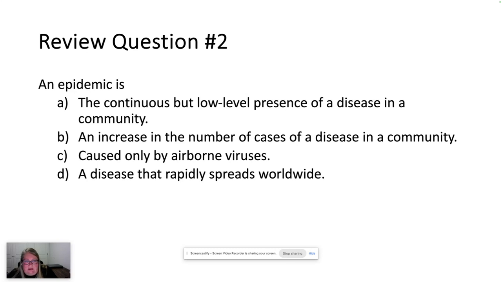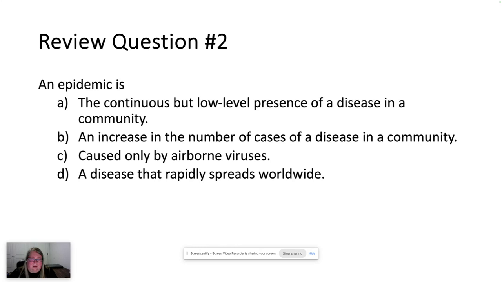Okay, so let's go through the options. The answer for this question is B. An epidemic is an increase in the number of cases of a disease in a community. Okay, so let's look at the other answers. There's one here that's not like the rest. It's not correct, and that would be C.